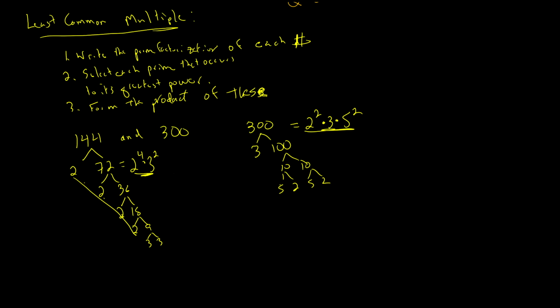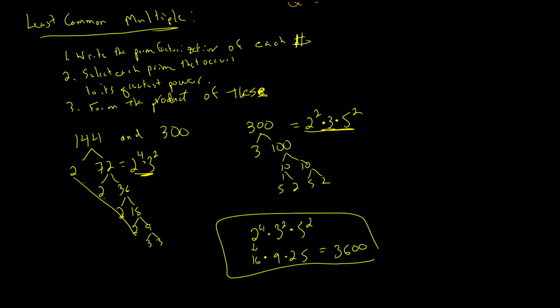And so now I take each that occurs to the greatest exponent. So I'm going to take my 2 to the 4th, 3 squared, times 5 squared. And so 2 to the 4th is 16 times 9 times 25, or 3,600. And so the least common multiple of 144 and 300 is 3,600.